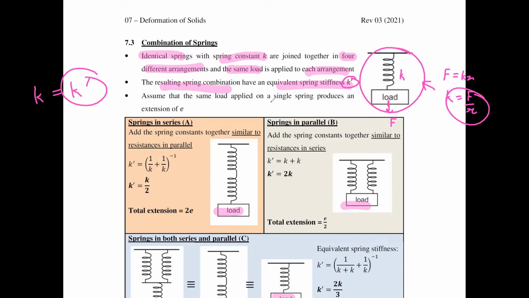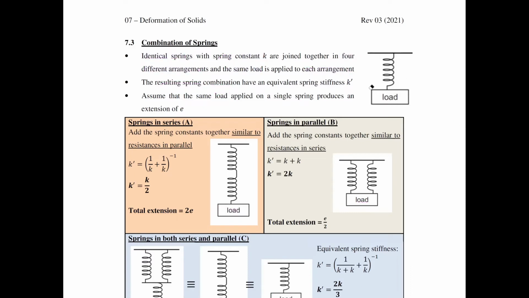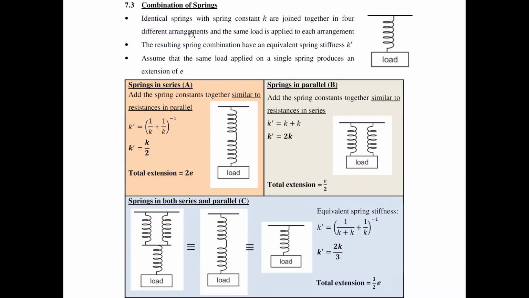Assume that the same load applied on a single spring itself produces an extension of E. So what it means is that for all these arrangements, the same load is applied. If I were to apply that same load on a single spring like this, it will give me an extension of E.